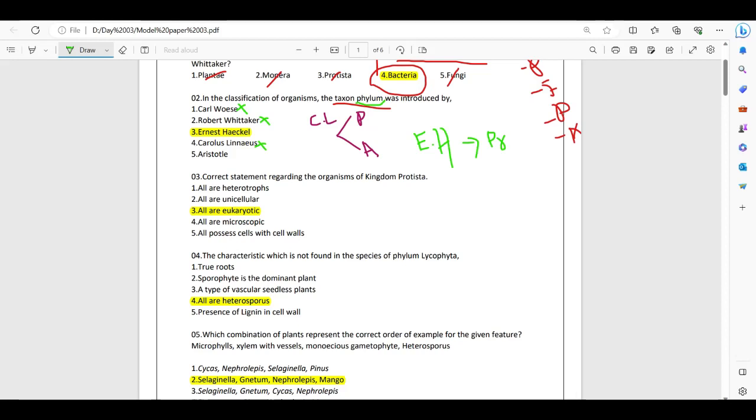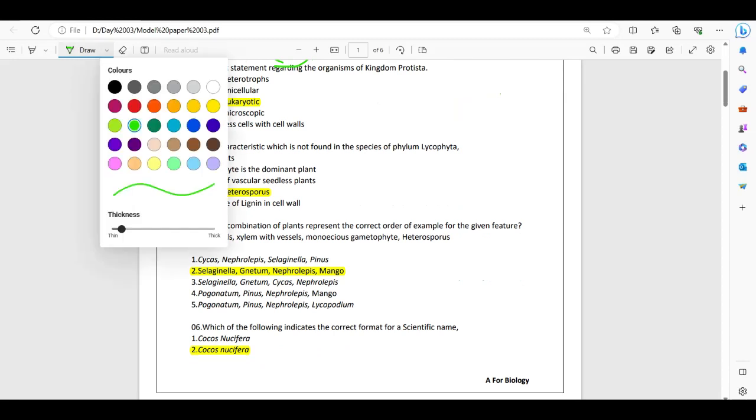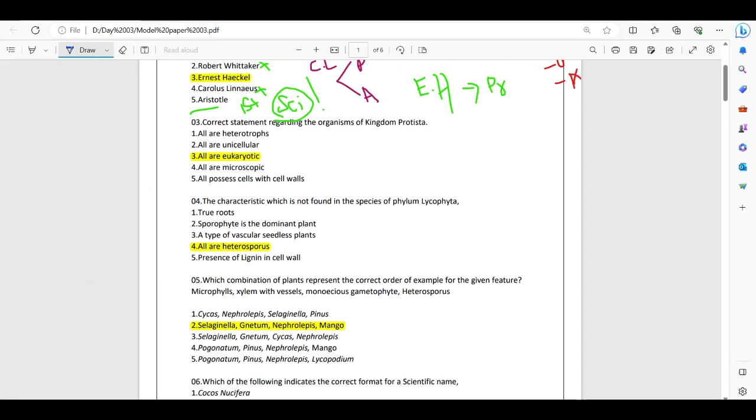So the next one is Aristotle. He is also a very important person in this story, because he's the first one who classified organisms scientifically. Initially we had an artificial classification, but Aristotle was the one that started identifying and classifying organisms scientifically for the first time. So that's about him. So the third question: the correct statement regarding the organisms of kingdom Protista.